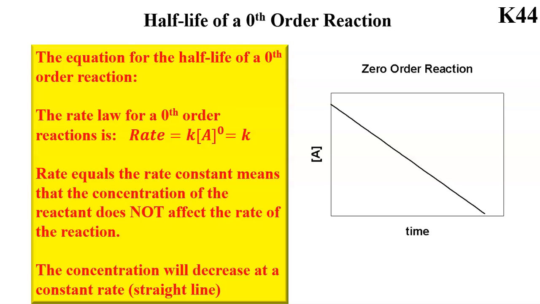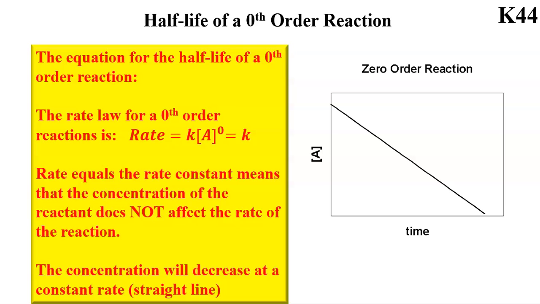All right, now for a zeroth order reaction. The rate law first of all is rate equals K times concentration to the 0 power. That's the definition of a zeroth order reaction. So that simply equals K. So rate equals the rate constant means that the concentration of the reactant does not affect the reaction. Rate equals K means concentration is irrelevant. It has no part in the equation. So the concentration will decrease at a constant rate in a straight line.